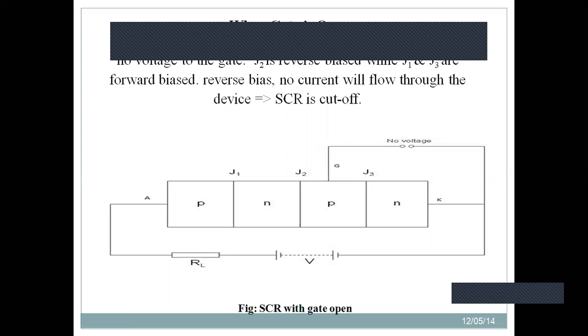If the junction J2 is reverse bias, then no current will flow through the device. Then what happens if there is no flow of current through the device? Then the SCR is off. That is the reason when you don't apply the gate voltage, or when the gate is open, even though the SCR is under forward bias, it will not operate. So this is one case.